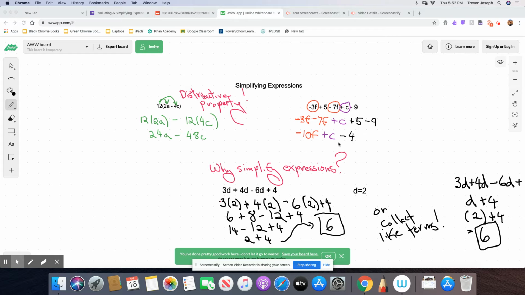Well, here's an expression we would evaluate. Here it is, 3d plus 4d subtract 6d plus 4, and d is 2. In the past, you would take 2 to evaluate, and you would plug it in for d and then do all the multiplication. Look at all the work that created. Or I could take that exact same question, I could collect like terms and realize that this is 7d subtract 6d is just d plus 4. Substitute in 2, I get 6.